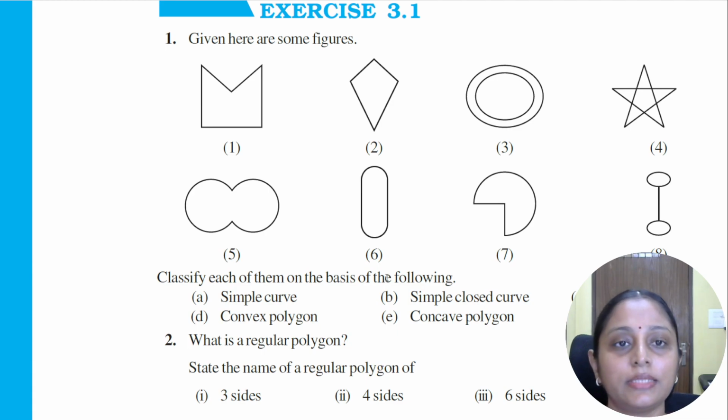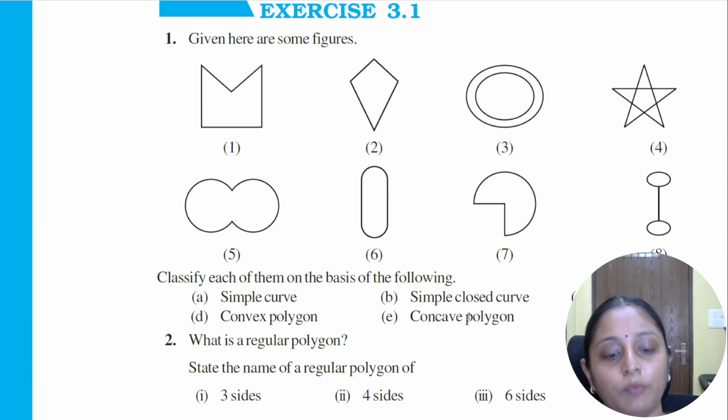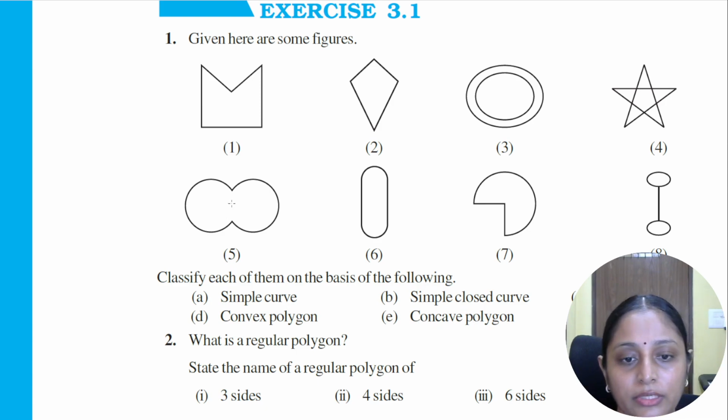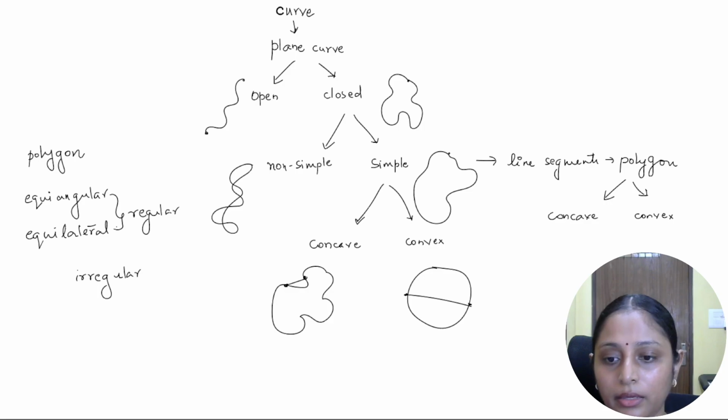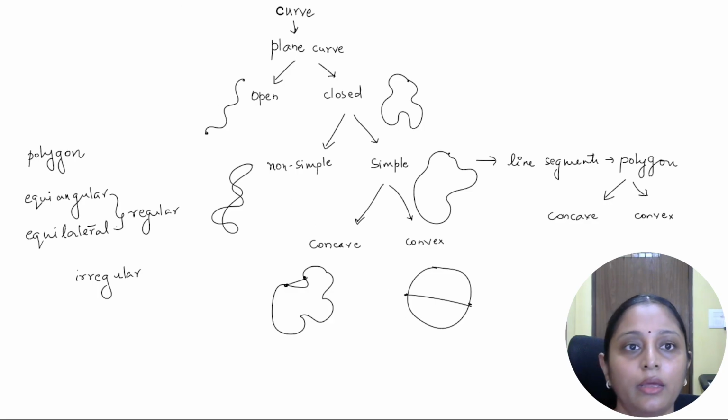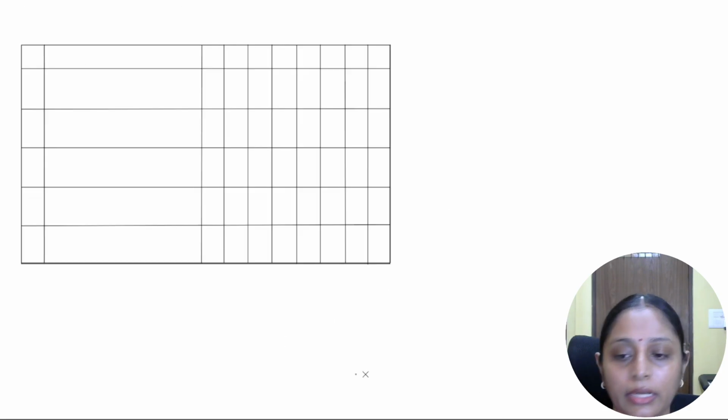Now here they have given a few figures and they want us to classify each of them on the basis of whether it is a simple curve, simple closed curve, polygon, convex polygon, or a concave polygon, right? So for this what we are going to do is, let us draw a table. Here I have already drawn a table and I have to fill in the details here.